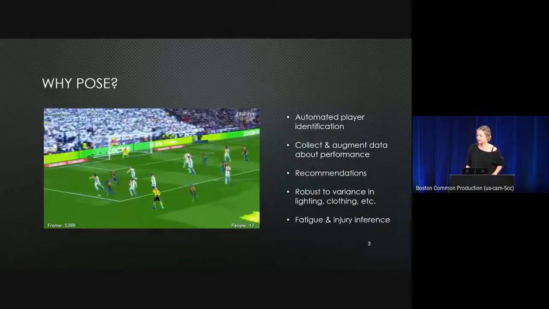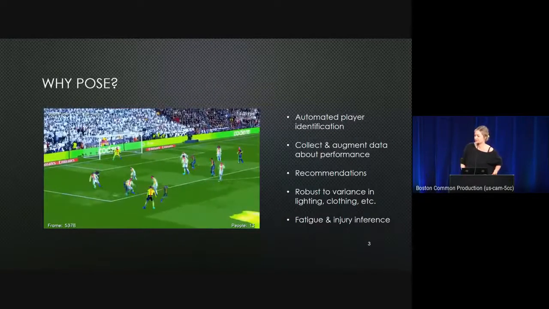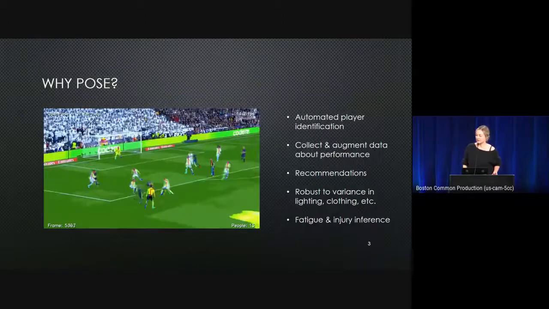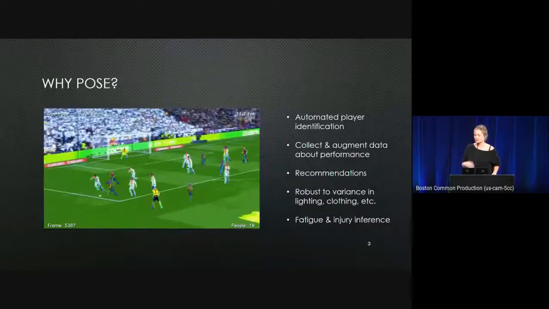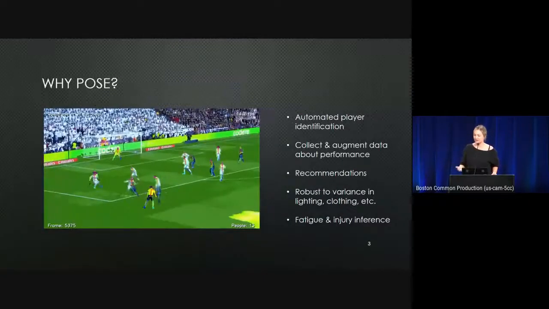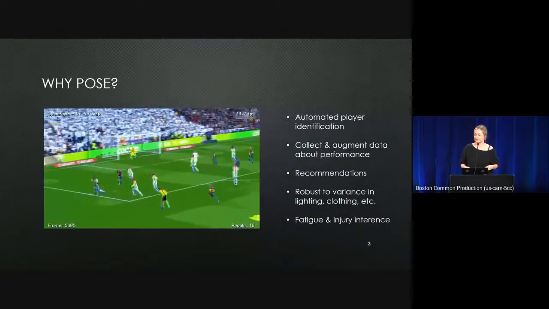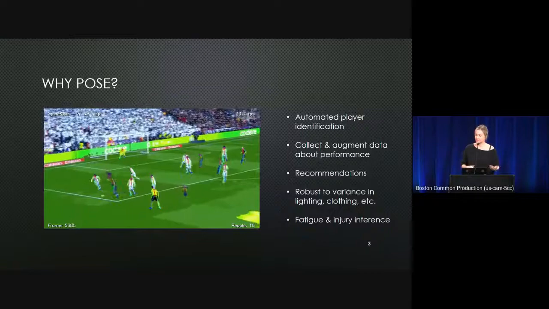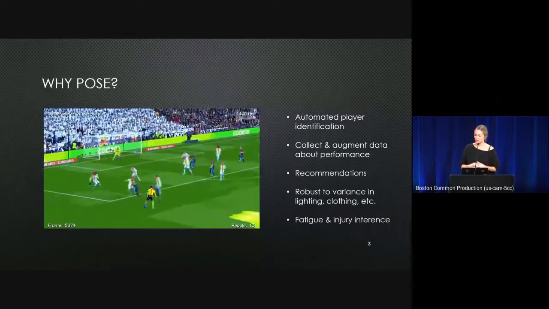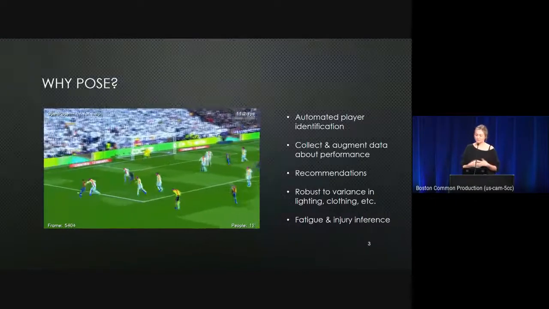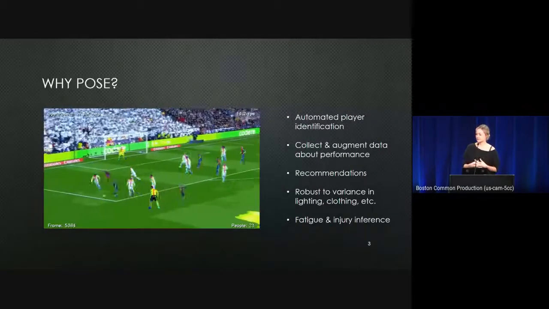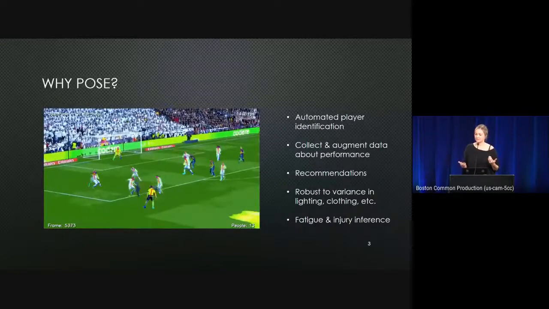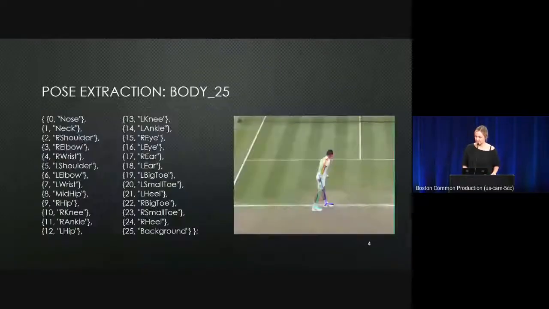The other thing is, unlike traditional object detection where you're just looking at a picture of the player, the skeletons are robust to variance in lighting or clothing. If you train on a bunch of home games because that's the data you have, and then you want to predict the identities of players in away games and they're wearing different color uniforms, that can affect your accuracy, but not with skeletal extraction. Also, you can start looking maybe for anomalies in the way that somebody moves. Are they showing some fatigue? Are they maybe favoring one side over the other?